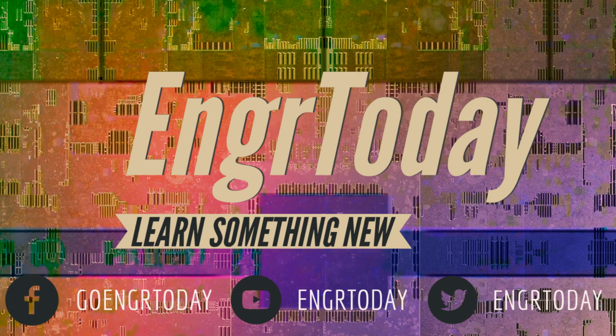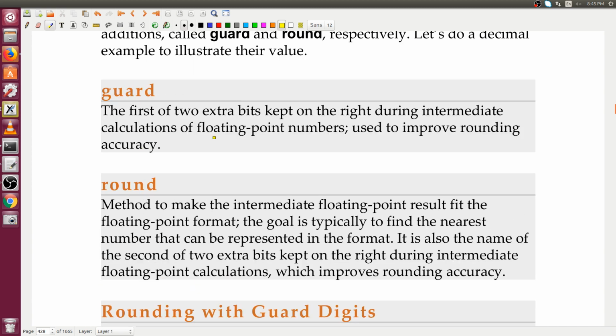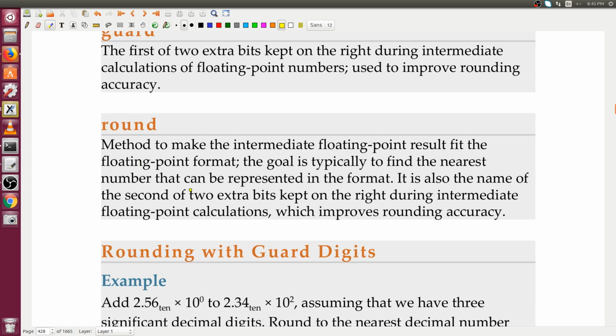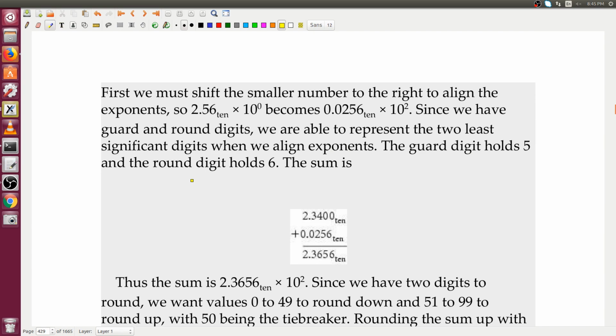accuracy. Oh, I'm sorry guys, that is the wrong screen. My bad. Listen, this is amateur hour. Okay, so this is guard. Don't worry, you just missed some text. We'll be okay. We can make it. Okay, so round. What's round? Okay, we know what rounding is. Never mind. So rounding with guard digits.